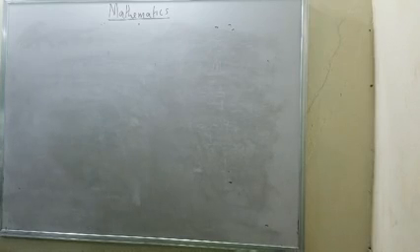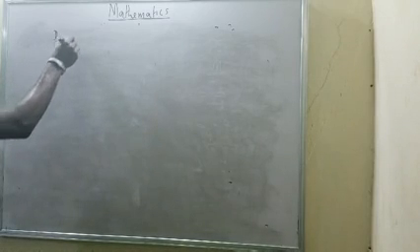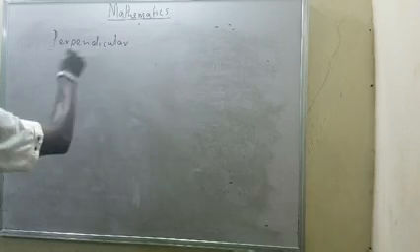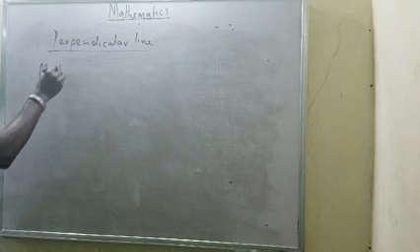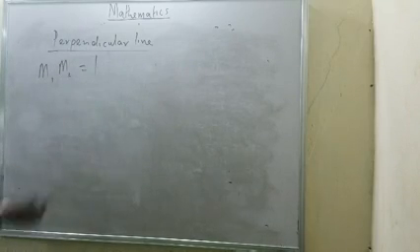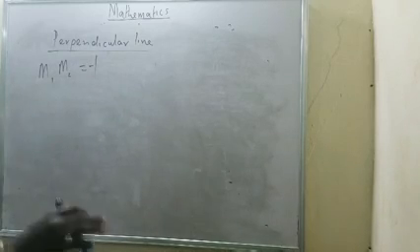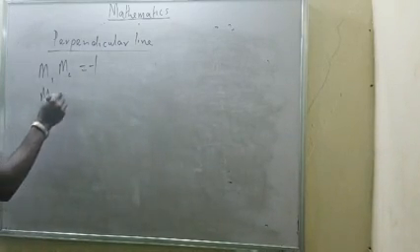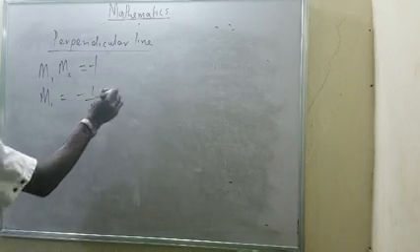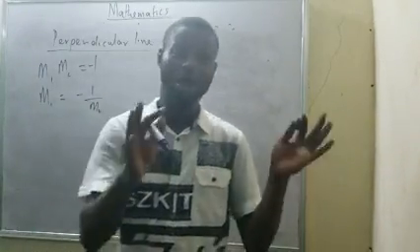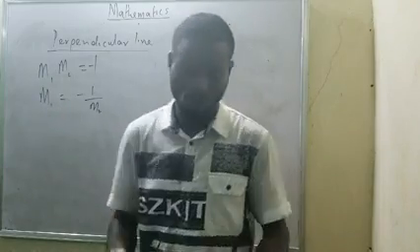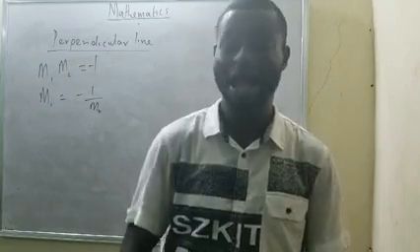Now, if two lines are perpendicular to themselves, it must involve two lines, like parallel. Before we can say two lines are perpendicular, my M1 times M2 must be equal to minus 1. Yes, it will be minus 1. It means my M1 will be equal to minus 1 all over M2. That is the relationship. If the conditions are satisfied, it means the lines are perpendicular.